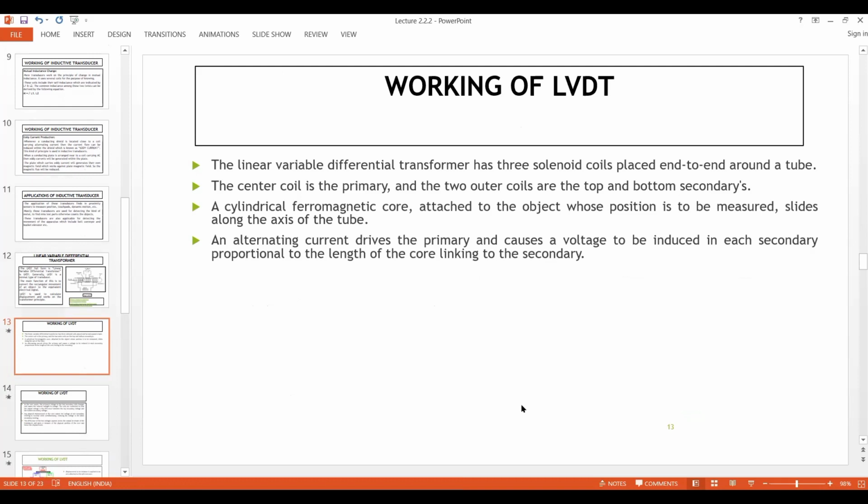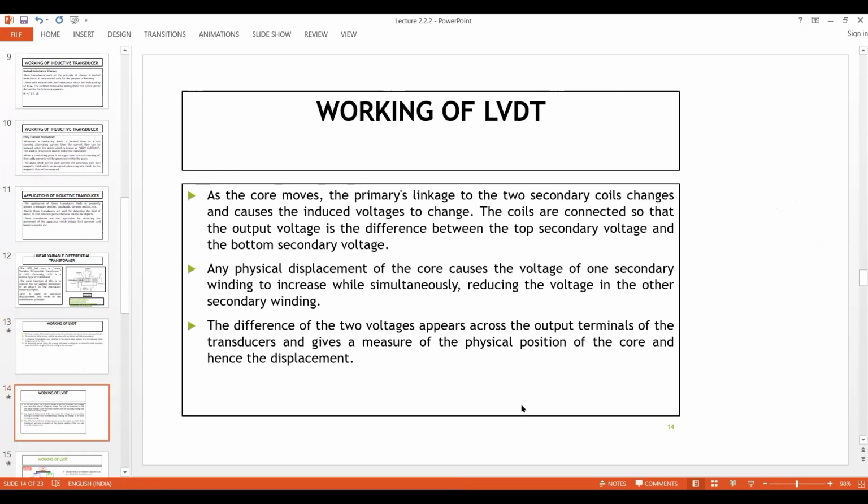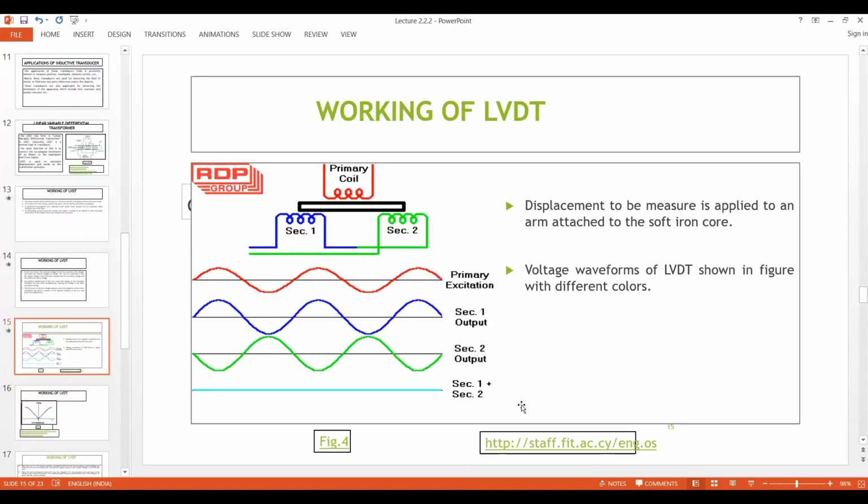The core is going to move from one end to another, and depending upon this, sometimes E1 is more than E2, sometimes E2 is more than E1, whenever the core is moving from left to right or right to left. As the core moves, the primary linkage to the secondary coils changes and causes the induced voltage to change. So the output voltage is the difference between the top secondary and the bottom secondary voltage. So we can easily calculate the displacement with the help of the voltage generated.